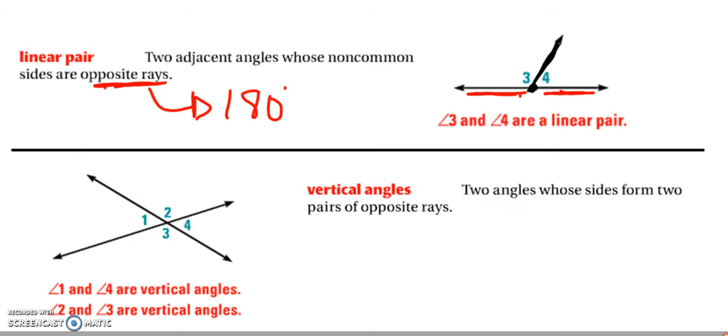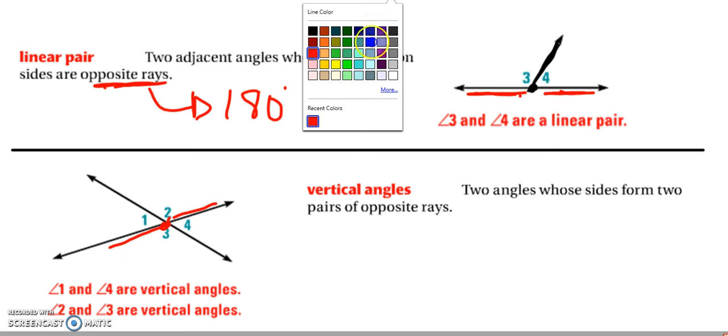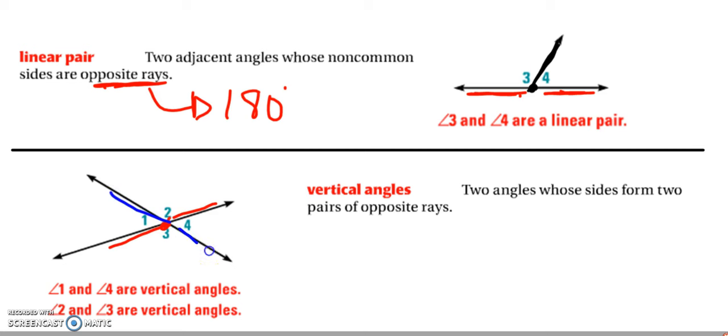And lastly, we have vertical angles. Vertical angles are two angles whose sides form two pairs of opposite rays. So you have your two angles forming opposite rays. There's your opposite rays going that way. We also have opposite rays going this way.